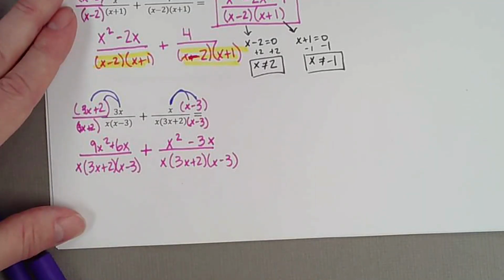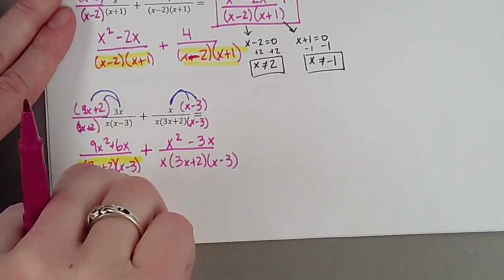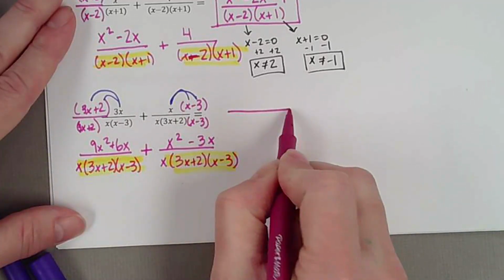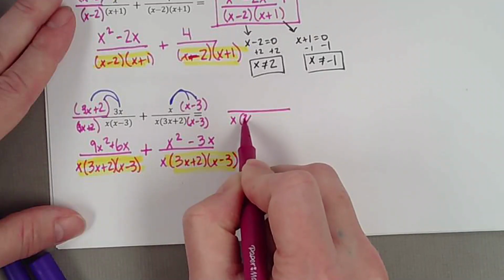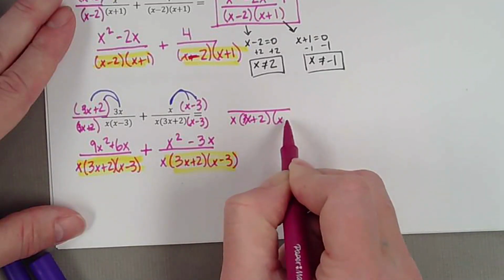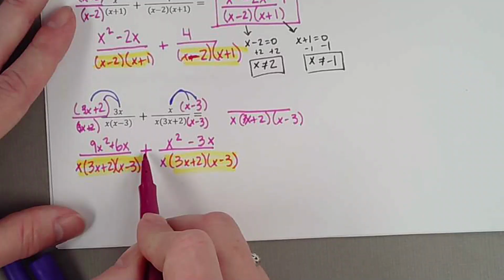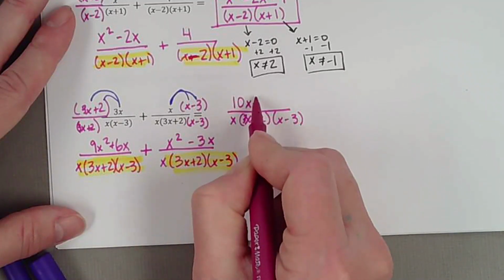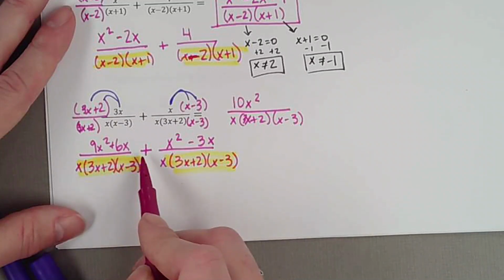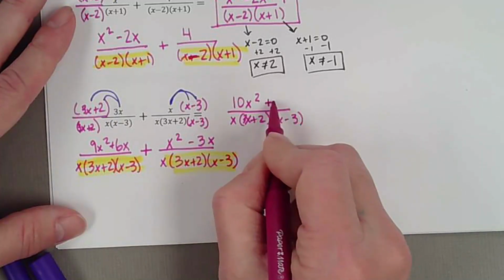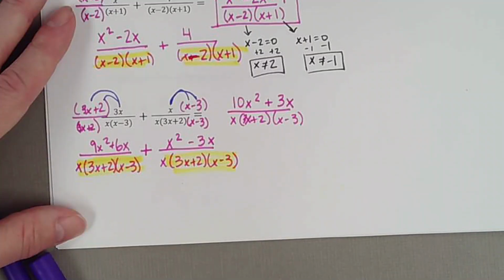Now, since the denominators are the same, right, I have a common denominator here and here. Even if they were in a different order, as long as they have the same parts, my denominator is going to stay the same. x, 3x plus 2, and x minus 3. And now I'm going to combine. I have a 9x squared plus another x squared. That makes 10x squared. I have a 6x plus a negative 3x. That would make positive 3x.